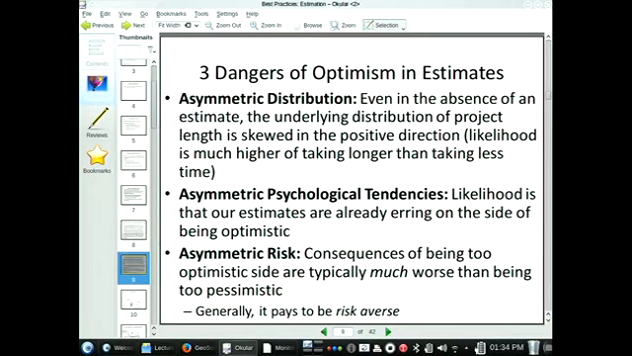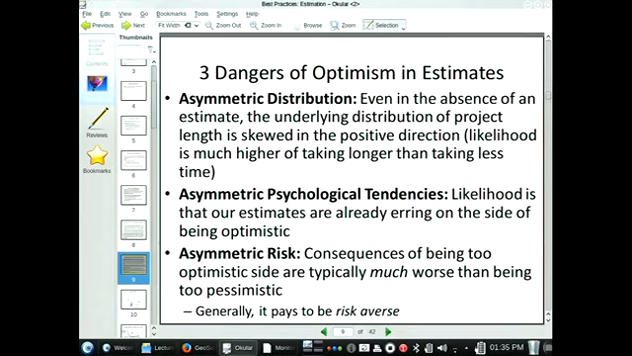So there are three distinctive dangers, each associated with estimates. One is that, putting aside people's judgment of how long things will take, if you actually look at the distribution of times associated with projects, what you will find is that if you think about projects that might be designed to be delivered within a 3-month time, you tend to find there are long tails. It's a skewed distribution.